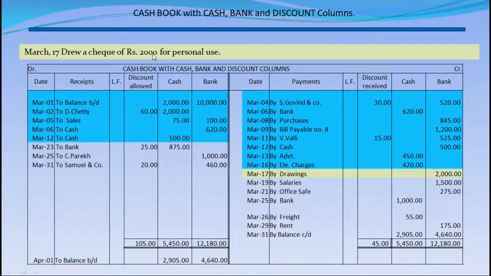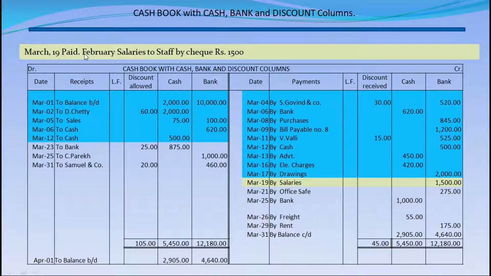Drew a check for 2000 for personal use. This is a withdrawal from the bank, 2000 rupees for personal use. So we have to record this in the drawings account on March 17, and we have to record it on the credit side of the bank as it is a withdrawal from the bank.